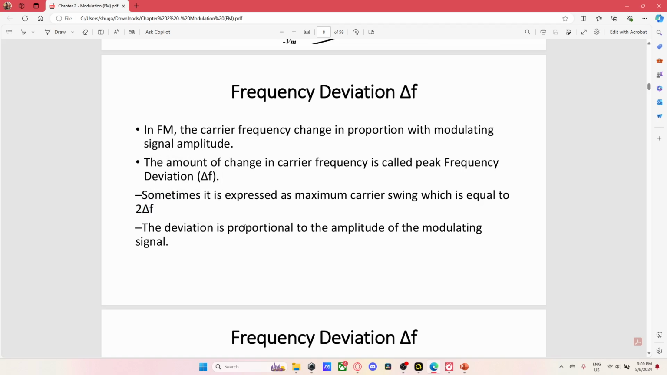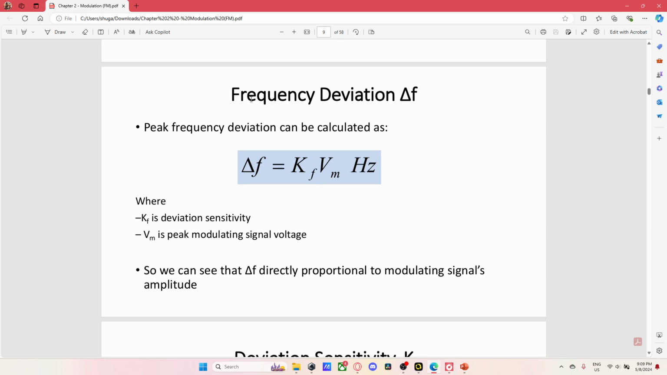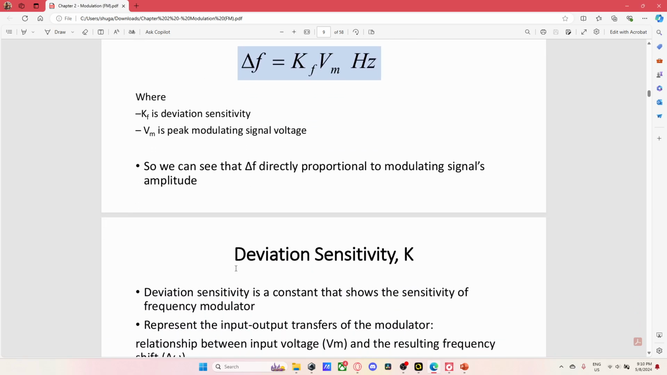The deviation is proportional to the amplitude of the modulating signal, and this is the frequency deviation delta F. The peak frequency deviation can be calculated as delta F equals Kf multiplied by Vm, in hertz. Kf is the deviation sensitivity, and Vm, the modulating voltage, is the peak modulating signal voltage. So we can see that delta F is directly proportional to the modulating signal's amplitude.